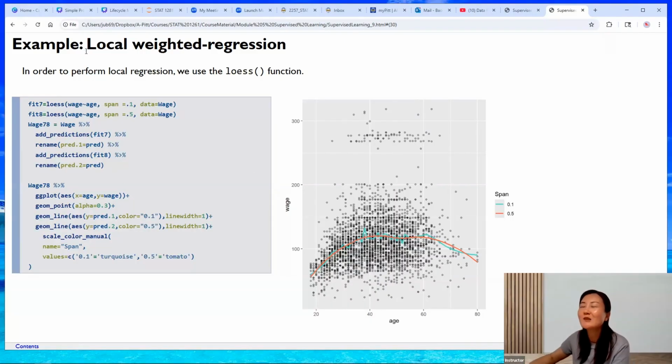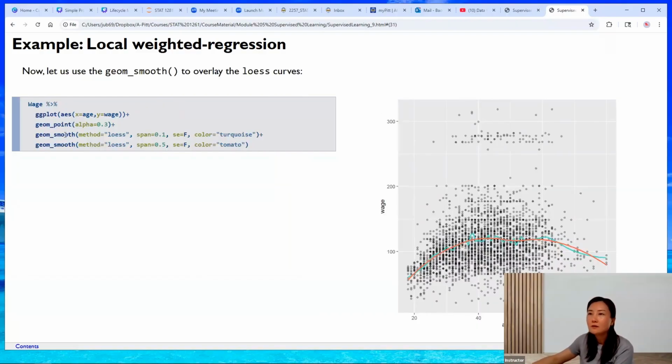In this one, we actually fitted the model. We can use the loess function to fit a local weighted regression model, specifying the formula, the span, and the data set. Save it in fit7. Then the next one is a smoother model, fit8. These two curves were created by putting the fitted results on the plot. However, you can also use the geom_smooth function in ggplot2 to overlay these local weighted regression lines by specifying the same span value.